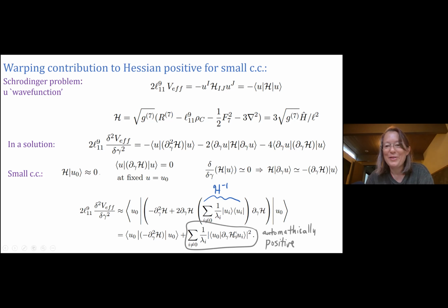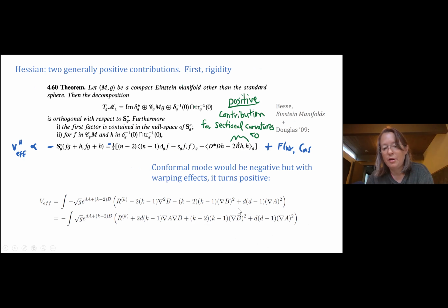So if you learn nothing else from this talk, I would remember this term is very useful. And so in that language, the warping contribution is automatically positive. This thing with the conformal factor was not an accident.